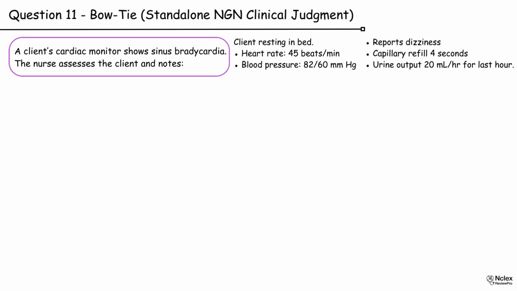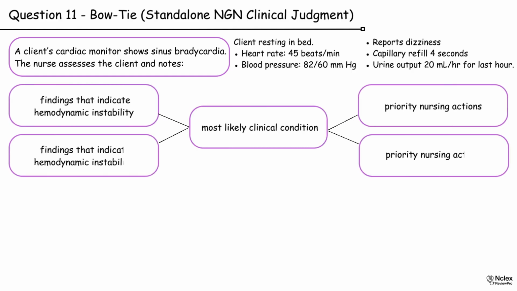The client is resting in bed. Heart rate is 45 beats per minute. Blood pressure is 82/60. The client reports dizziness. Capillary refill is 4 seconds. Urine output is 20 milliliters over the last hour. Now we will complete the bow tie.